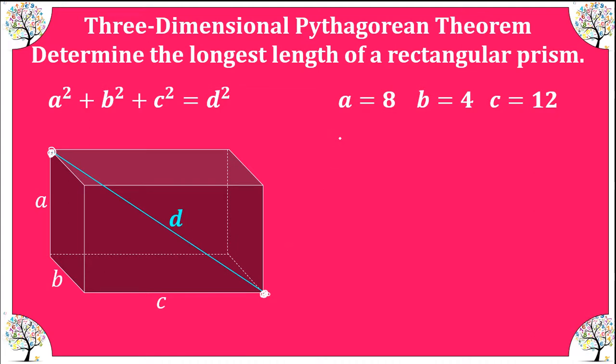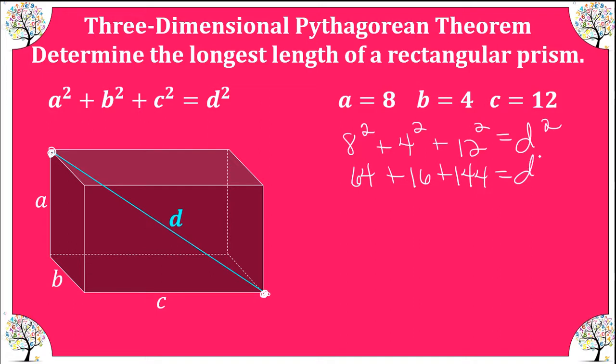So we're going to plug in 8 for one leg, 4 for another leg, and our third dimension, 12 for the other leg, to find the longest distance of D squared. And we're going to add these together. And we get a sum of 224.